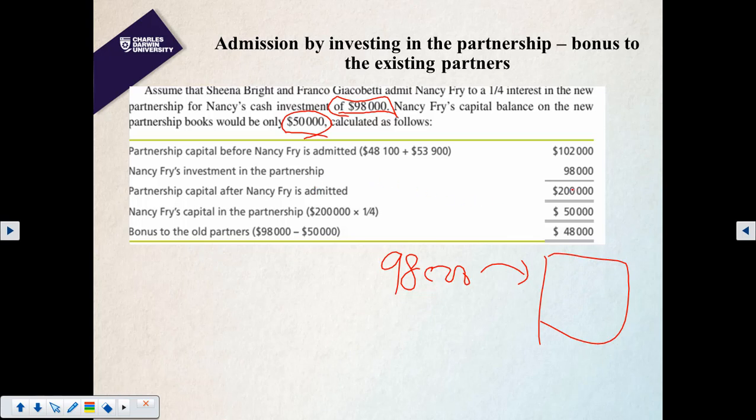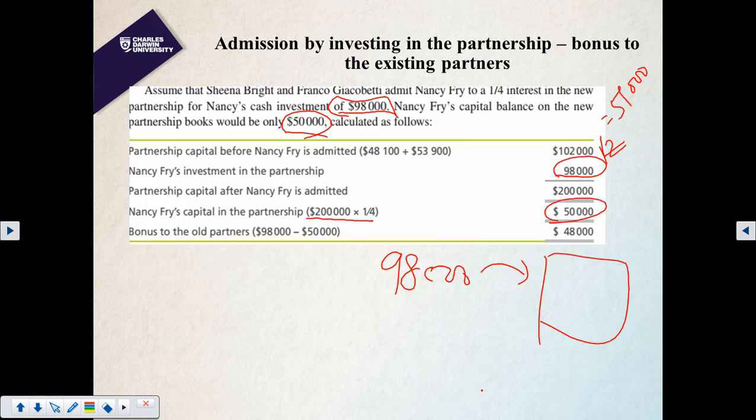What about the capital? Let's see, then we will be able to understand. Partnership capital before Nancy is $102,000. If we divide it by 2, it's going to be $51,000. So in the last example that we saw, if a partner is coming with $51,000, that means he is giving exactly the same amount that the other two partners have. But the new partner is coming with $98,000. So the total capital of the business is $200,000. Now Nancy Fry's capital in the partnership is basically going to be 200 by 1/4. So he is given $50,000.